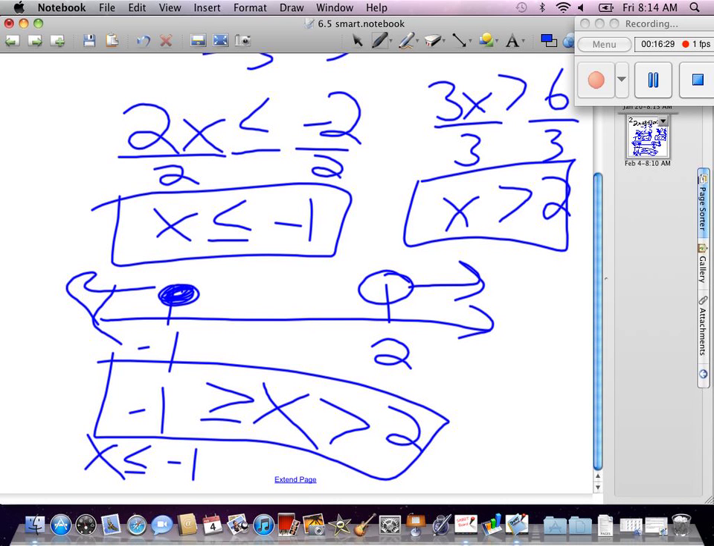Point away from each other for or, towards each other for and. Okay? So the whole point is, if it's written like this, you can't point the arrows towards which way the inequality is.